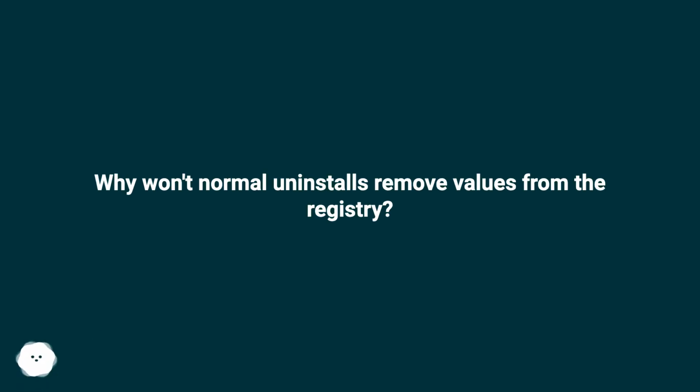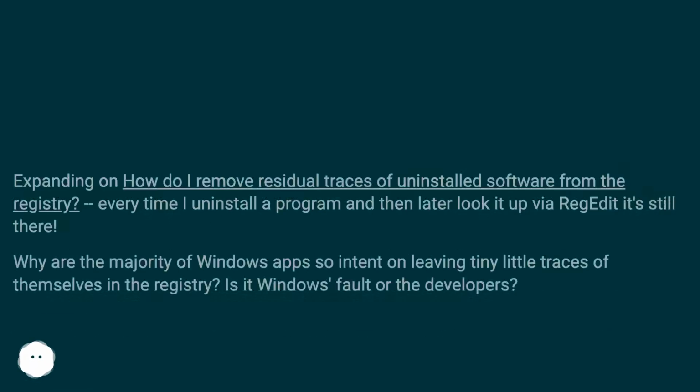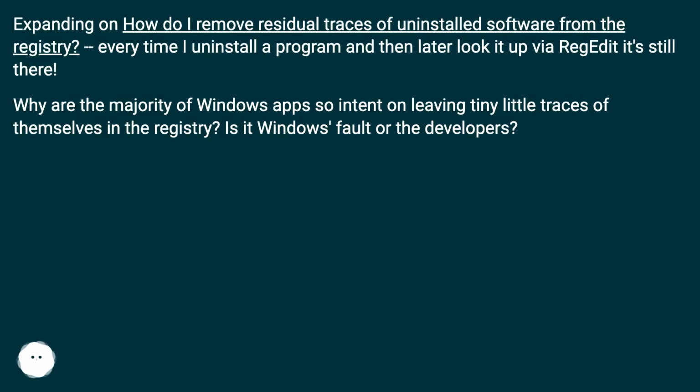Why won't normal uninstalls remove values from the registry? Expanding on how do I remove residual traces of uninstalled software from the registry? Every time I uninstall a program and then later look it up via regedit, it's still there. Why are the majority of Windows apps so intent on leaving tiny little traces of themselves in the registry? Is it Windows' fault or the developers?